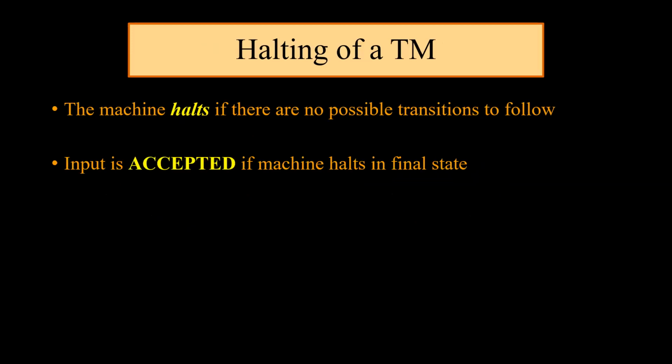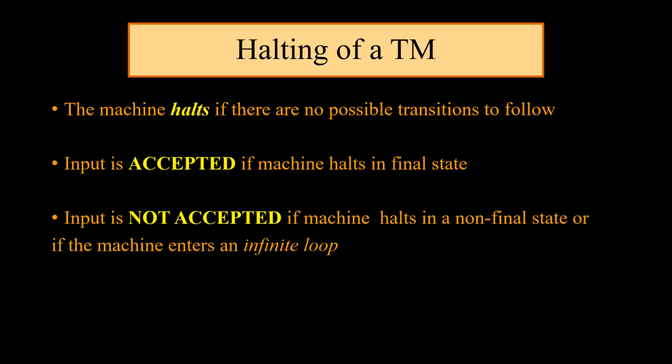A machine halts if there are no possible transitions to follow. Input is accepted if the machine halts in a final state, and input is not accepted if the machine halts in a non-final state or if the machine enters an infinite loop. We will be discussing all three cases in the coming slides.